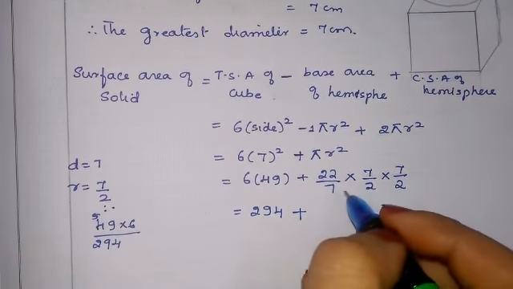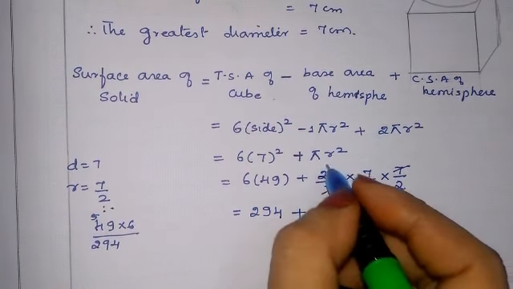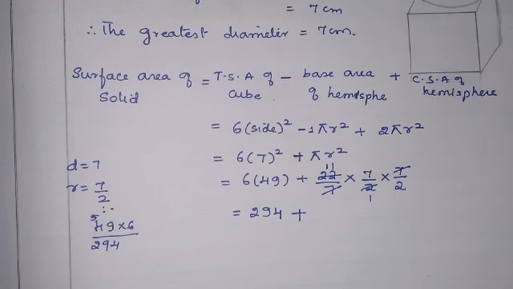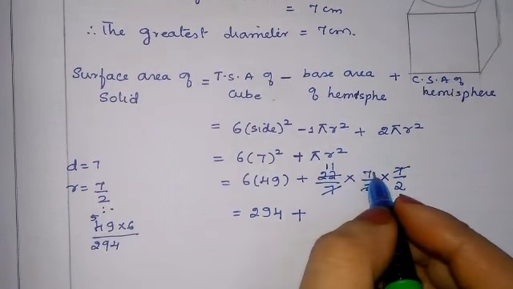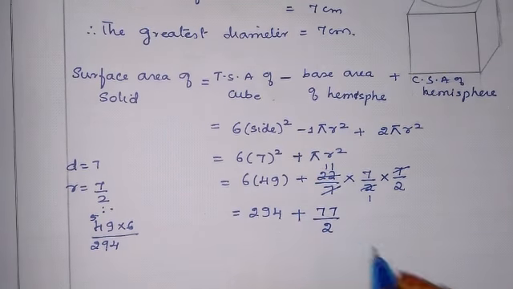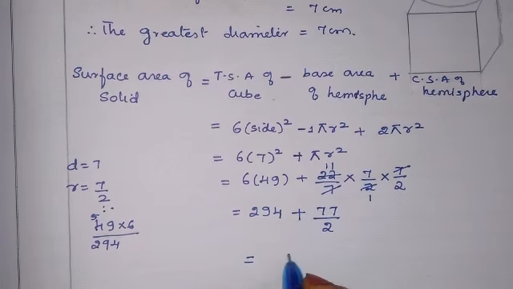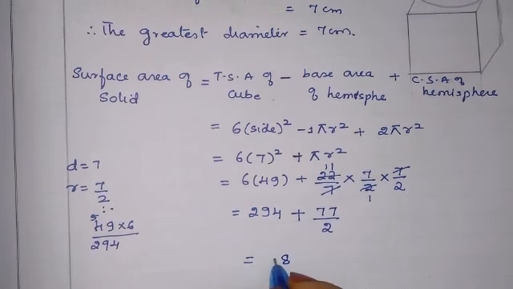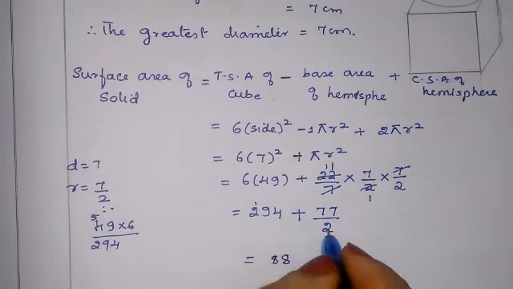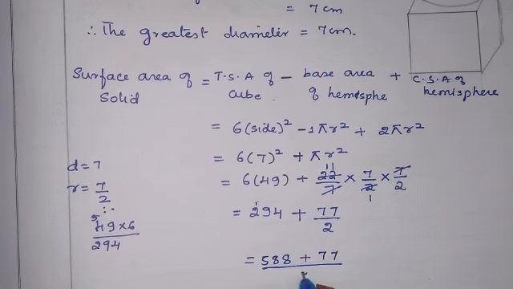Plus 7 and 7 get cancelled. 2 1s are 2, 2 11s are 22. So 11 7s are 77 by 2. Now this 2 we should multiply here. 2 4s are 8, 2 9s are 18, 2 2s are 4, 5. 558 plus 77 upon 2.